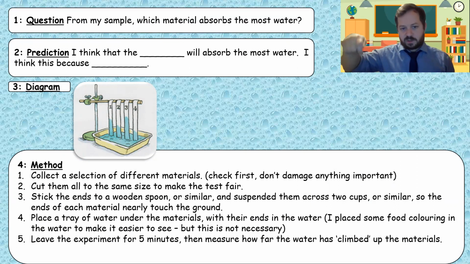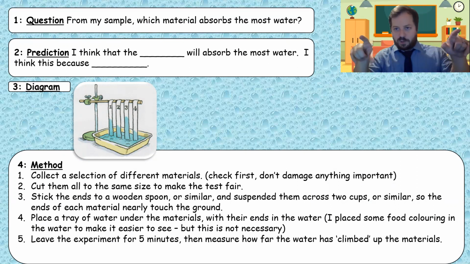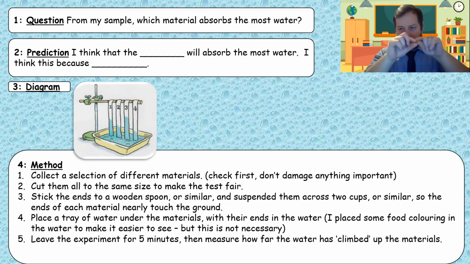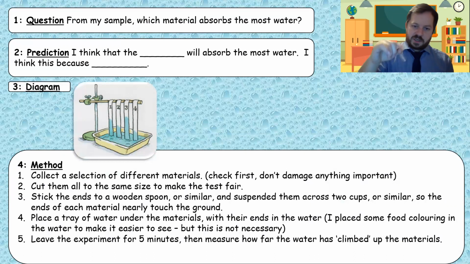Stick one end to a wooden spoon or something, a rod, a stick, that you're able to suspend them from. And suspend means to hold them up. And suspend them across 2 cups because that's easy to have. It's something you should have in your house. Something similar to that, 2 cups, whatever it happens to be, 2 boxes. So the ends of each material nearly touch the ground but don't quite. Then place a tray of water under the materials so that the ends of the materials dip into the water.